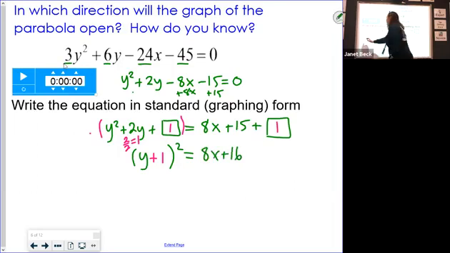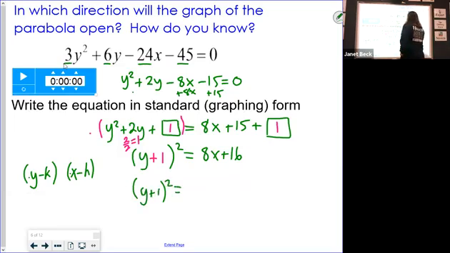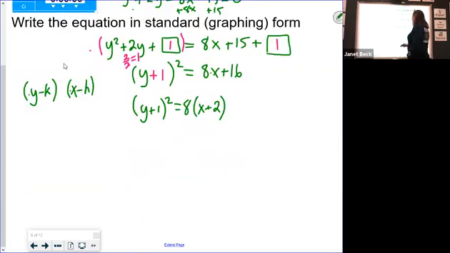Now remember, somewhere in our equation, we want y minus k. Somewhere in our equation, we want x minus h with no coefficient inside the parentheses with them. So this side's fine, that side's ready to go. But this side isn't. I can't have something in front of the x. I'm going to have to factor that out so that it becomes x, and it was positive, so it'll stay positive 2. Now I've got it in graphing form.